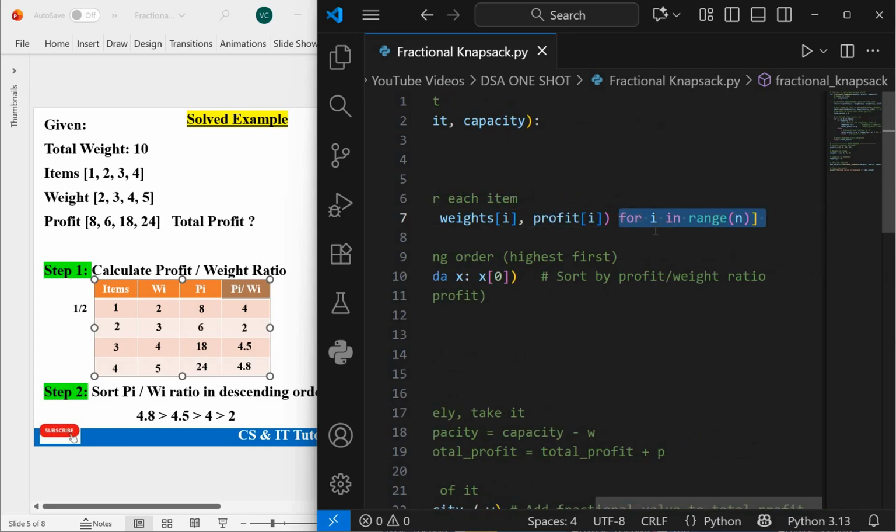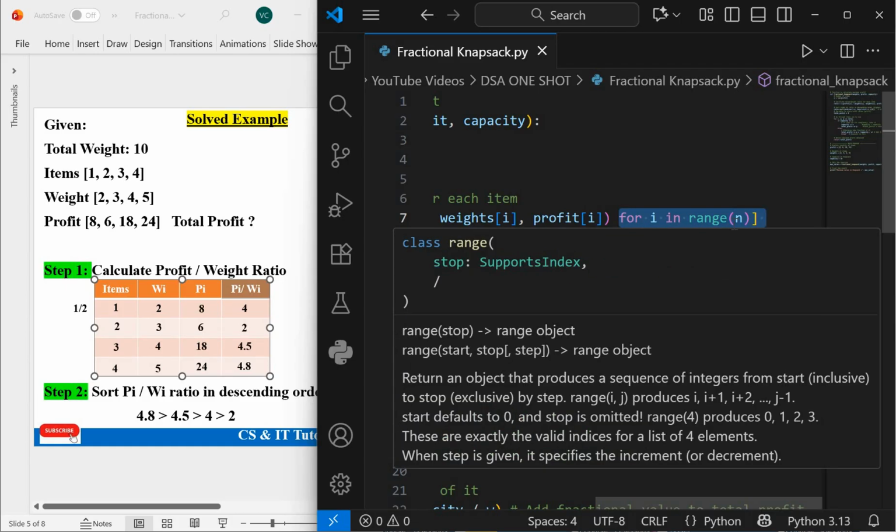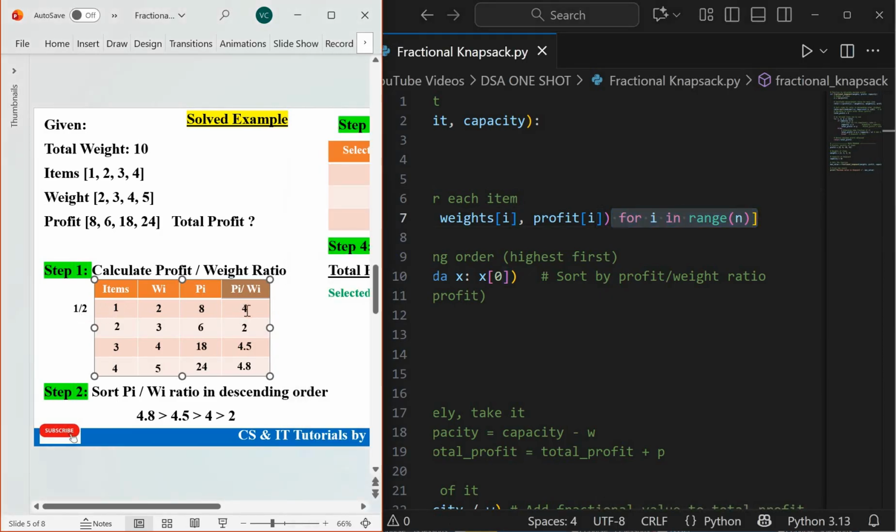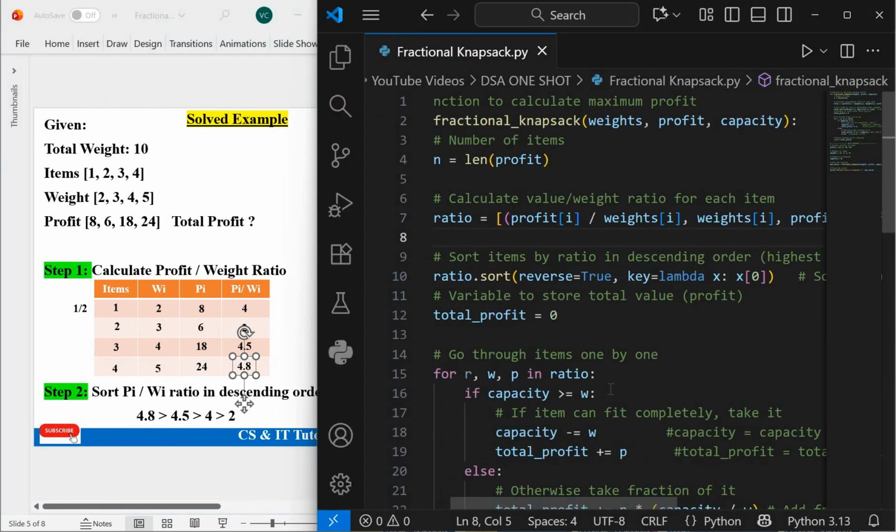That's why we are using the for loop here: i equal to 0 and range of n. Now n value is equal to 4, meaning there are total 4 items. So you have to calculate the ratio for the 4 items. Like see here, item 1, weight is 2, profit is 8. So 8 divided by 2 equal to 4. So similarly, we are calculating the profit weight ratio of 4 items. That's why we are using the for loop here.